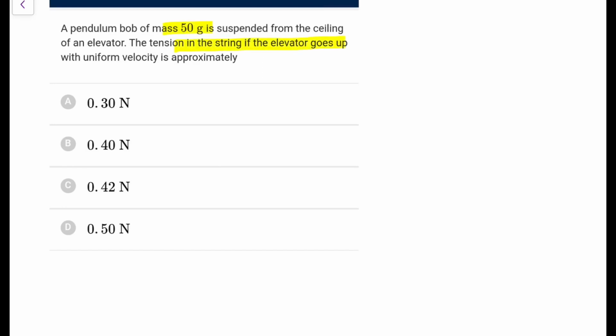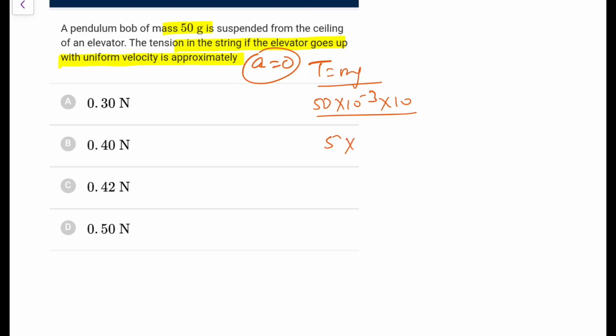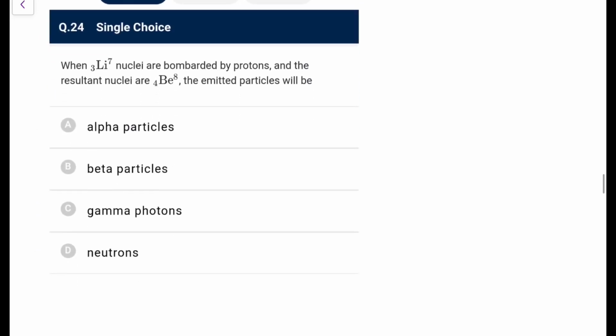You have a pendulum bob of mass 50 grams suspended from the ceiling of an elevator. The tension if the elevator goes up with uniform velocity. Uniform velocity means acceleration is 0. So T should be equal to mg in this case, that is 50 gram. So 50 into 10 raised to power minus 3 into 10. That is 5 into 10 raised to power minus 1, that is 0.5 Newton. Go for option D. Next one.